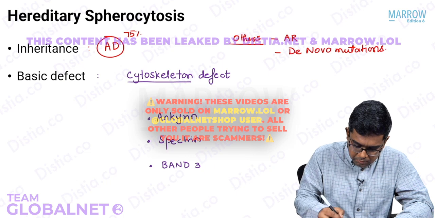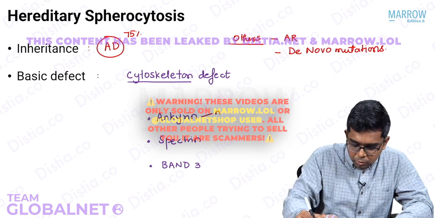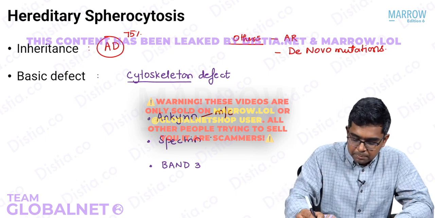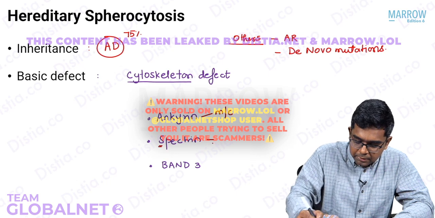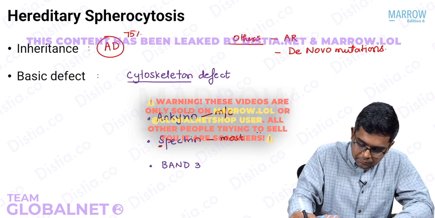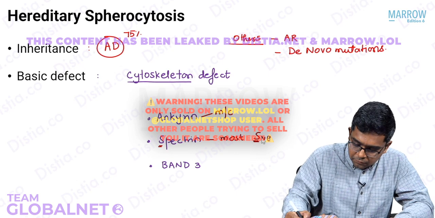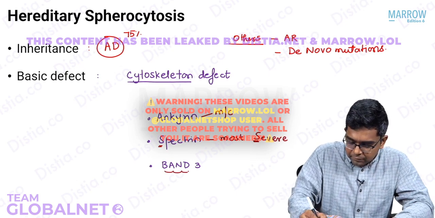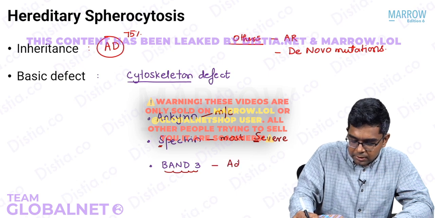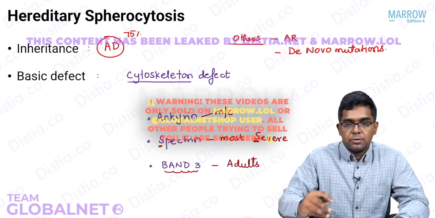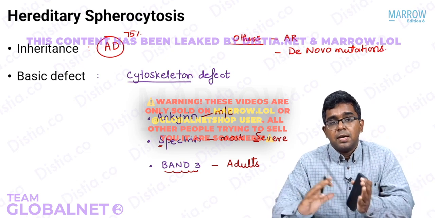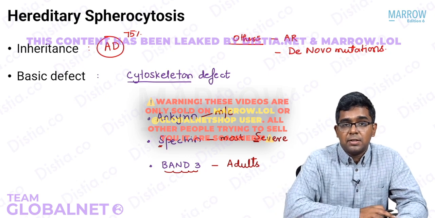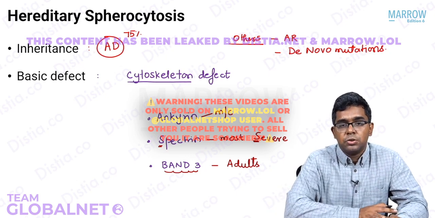Now some important MCQs are there. Ankyrin is the most common defect, most common protein defect. This is an MCQ question. Spectrin, remember as S for S, spectrin is the most severe. So S for spectrin and S for severe. That is what you are going to remember. And band 3 defects are usually noted in adult patients with hereditary spherocytosis. So some cases of hereditary spherocytosis start manifesting in the adult age group. Their band 3 defects are noted. These are usual one-liners which you should know about.